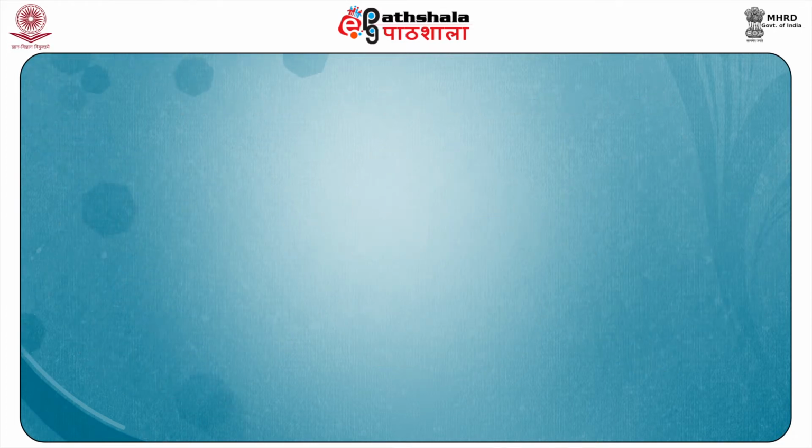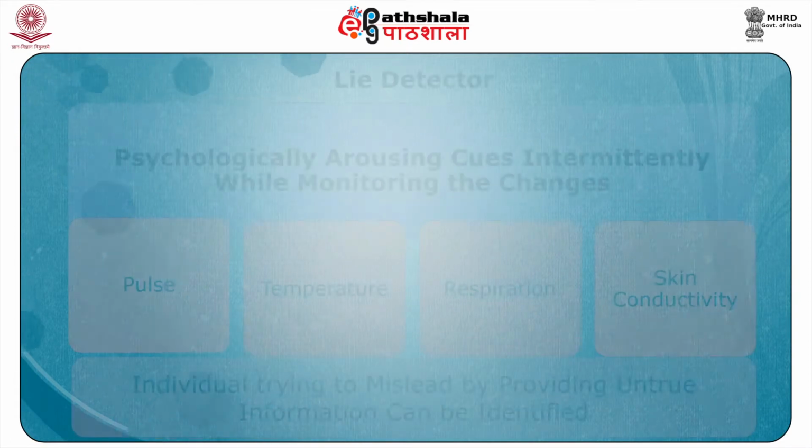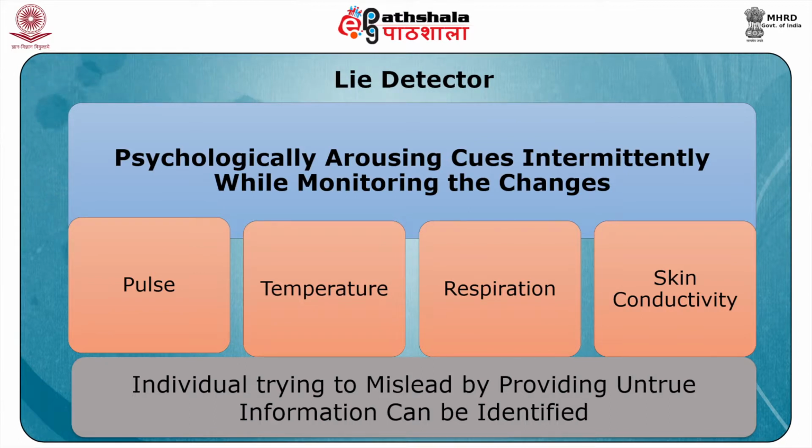Number one, lie detector. Originating from the polygraph, lie detection based on sophisticated measures of biofeedback and continuous recording of minor variations on complex computer programs provides a whole range of instruments. The basic principle is to provide psychologically arousing cues intermittently while monitoring the changes using pulse, temperature, respiration, skin conductivity, or any other physiological measure. In this process, an individual trying to mislead by providing untrue information can be identified.